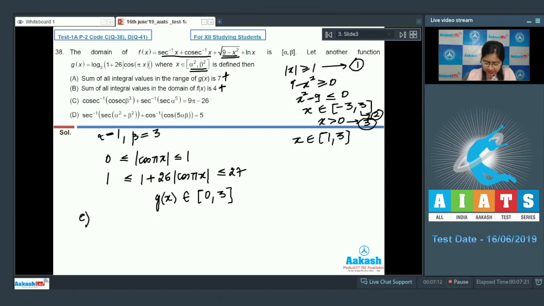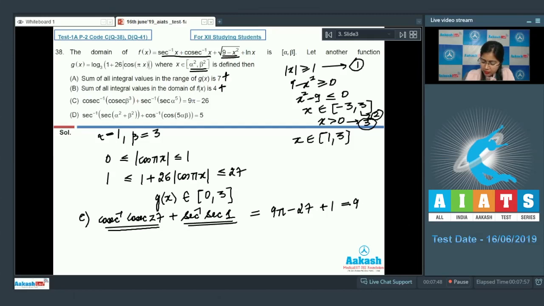Now, in option number C, we have to find the value of cosecant inverse cosecant of beta cube, that is 27, plus secant inverse secant of alpha raised to the power 5, that is 1. So this is simply 1. Now the value of cosecant inverse cosecant 27: how can we find it? Firstly, we will make the graph of cosecant inverse cosecant x. For x equal to 27, we will see the value will be equal to 9 pi minus 27 plus 1.